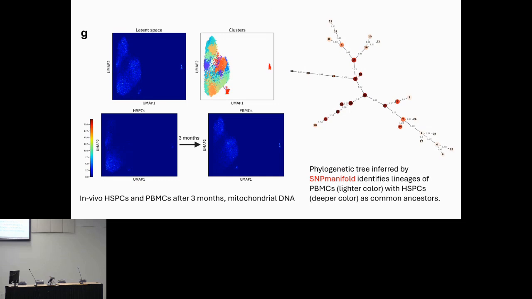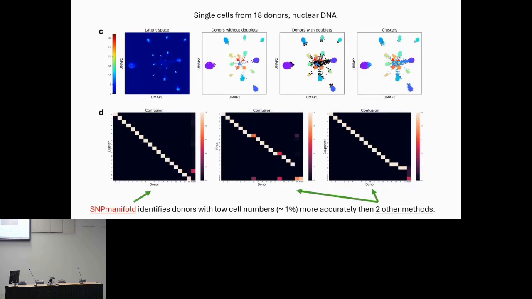And then the phylogenetic tree constructed by our method shows that the HSPCs are in the middle and the PBMCs are on the periphery, on the peripheral terminal nodes. So you can see the color of the tree. Basically, deeper color indicates more stem cells, and lighter color indicates more of the peripheral blood cells. And we realized that our method successfully identified the common ancestor, which comes from a small group of stem cells, and then they differentiate into different lineages of PBMCs.